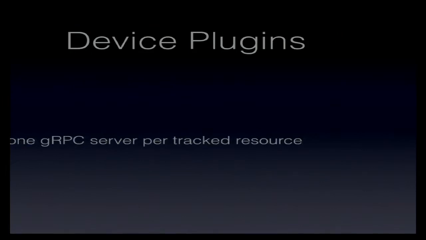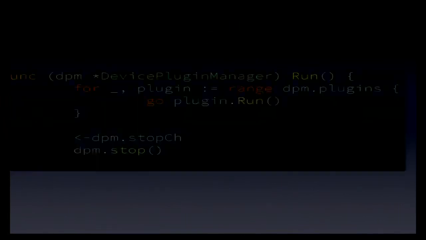So the fun bit is we have one gRPC server per tracked resource. And this is great if the resource you're exposing is something that you could call my GPU or whatever. The problem with virtualization and devices is that you probably want to expose multiple devices. And I have this code that I really like. You don't really have to understand it, but the thing is there's a for cycle that runs for each device in the system and starts the actual gRPC server.